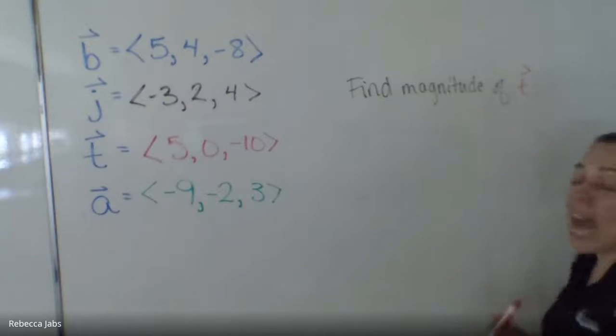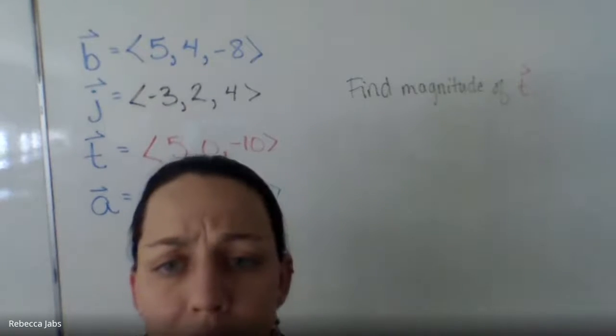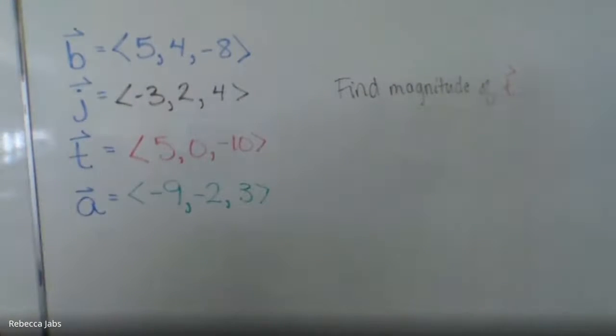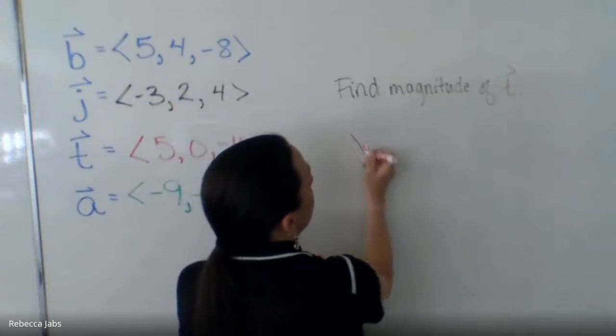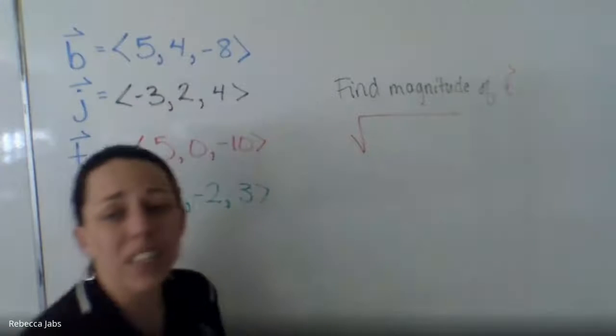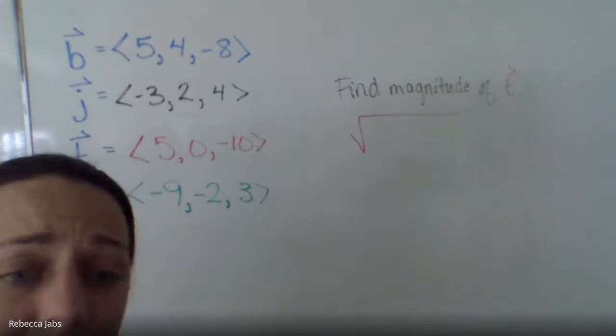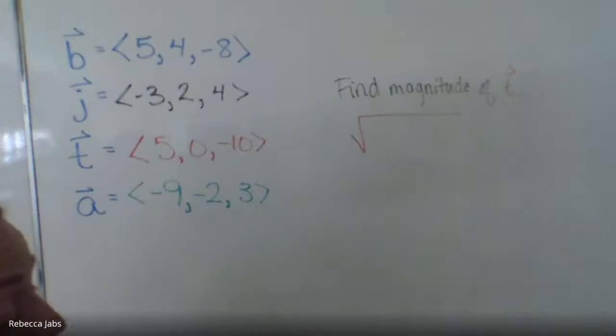I could do T, 5, 0, negative 10. All right. So she's asking us right now to find the magnitude of T. So this one, we are going to write the square root. It's going to feel a little bit weird because usually when we're doing Pythagorean's theorem, we only have to write 2 numbers underneath our radical. But because we have 3 components, I need to write 3 numbers underneath there.